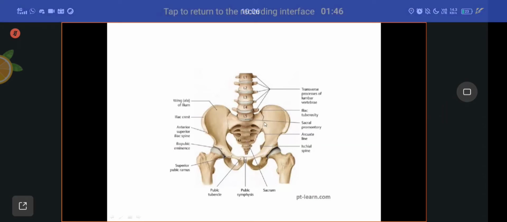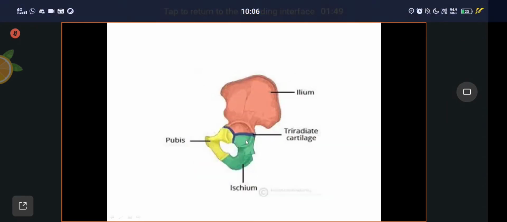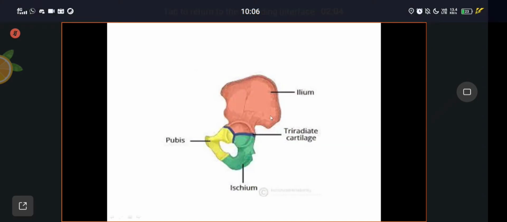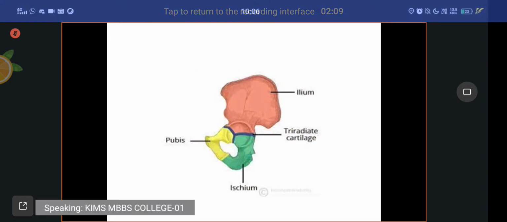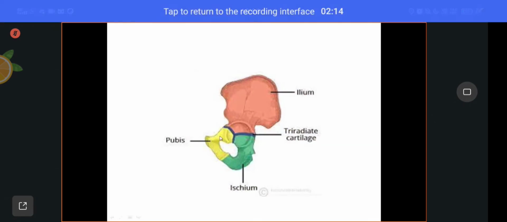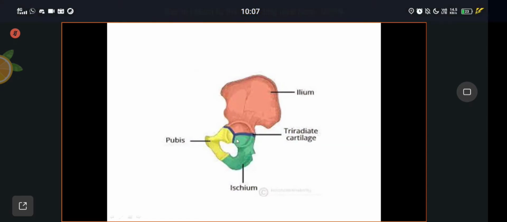Now the hip bone is divided into three parts. You can see the hip bone has an upper expanded part and a lower expanded part, and in between there is a constricted part. The upper expanded part of the hip bone is called the ilium. The lower expanded, anterior-inferior part is called the pubis, and the posterior-inferior part is called the ischium.